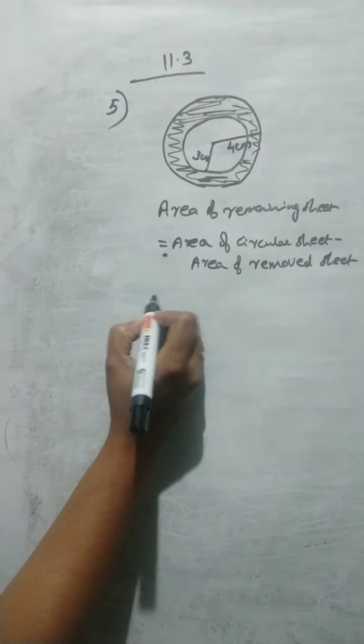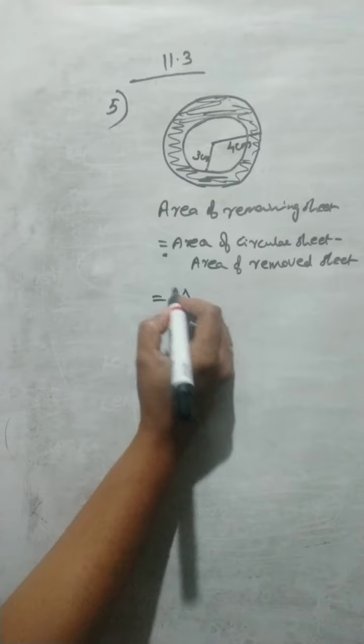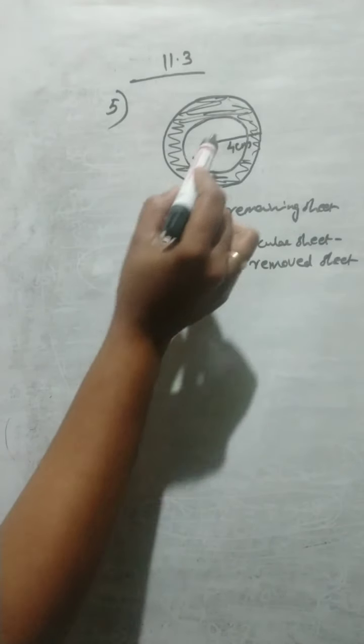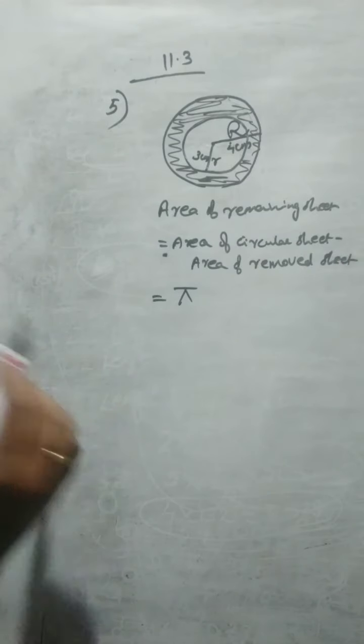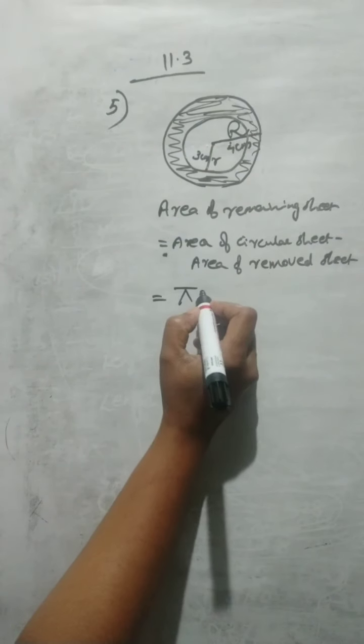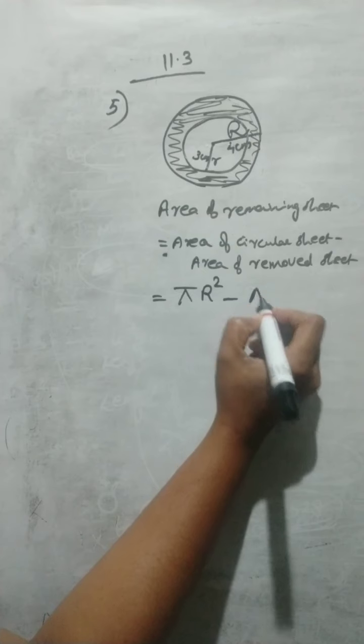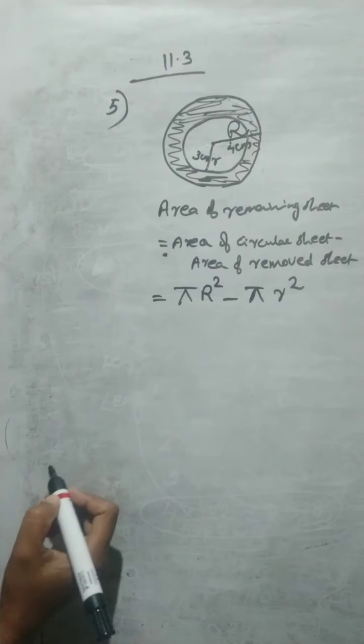Clear? Then first, pi capital R. We can give this one as capital R. Then this one small r. That will be the radius itself. Pi capital R square minus pi small r square.